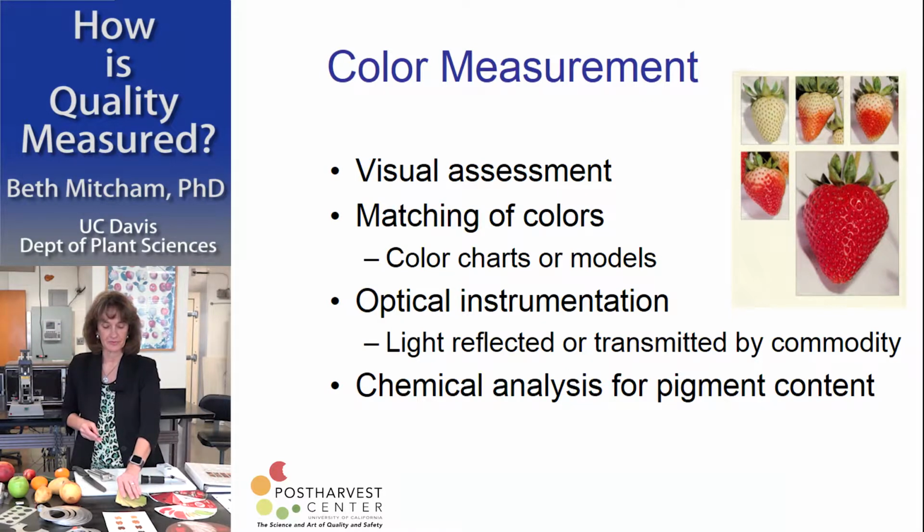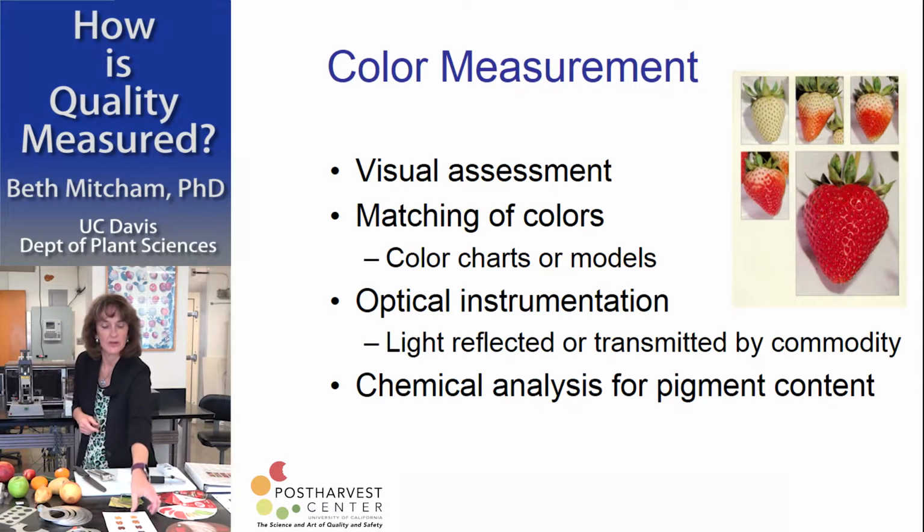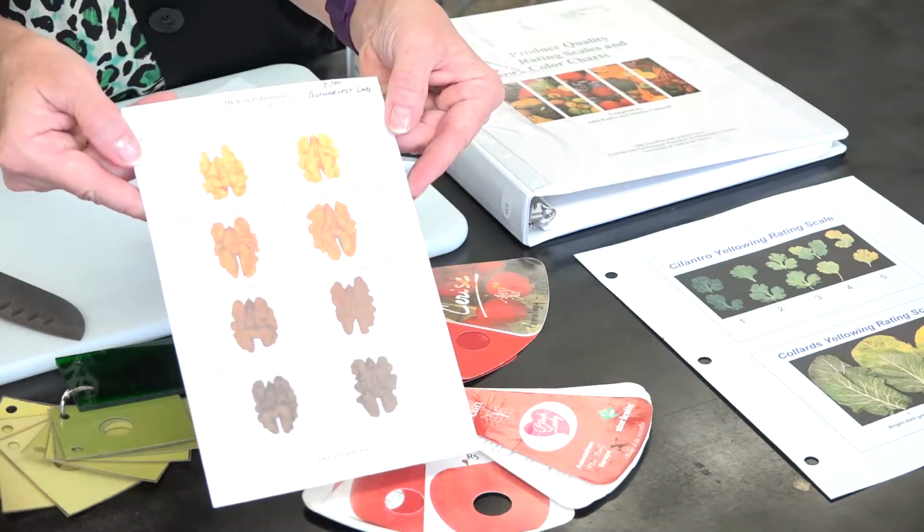These color charts here were produced by the California Department of Food and Ag, and they used to be used a lot for maturity standards for peaches and nectarines. But they can still be used to describe different stages of maturity or quality of fruit. So matching to a color chart is a really simple way of assessing the quality. Here's another one for walnuts to show the kernel color of different walnuts.